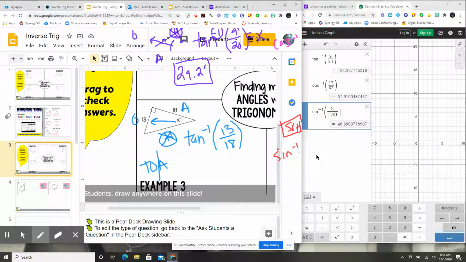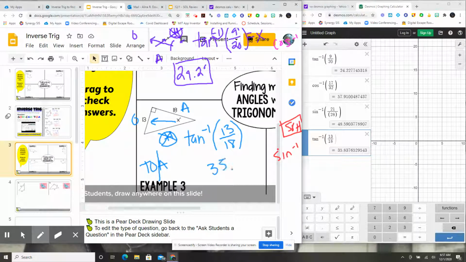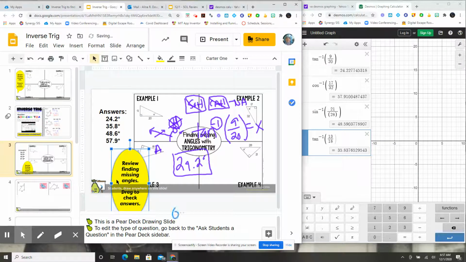We come over here and go to my functions again. Tangent of -1 and then 13 over 18. 35.8. 35.8 degrees. Okay. Oh, I guess I need to get my clicker, my pointer tool. Click out of that. And you have your answer choices here too. So 24.2 and 35.8. We've got all our answers there.